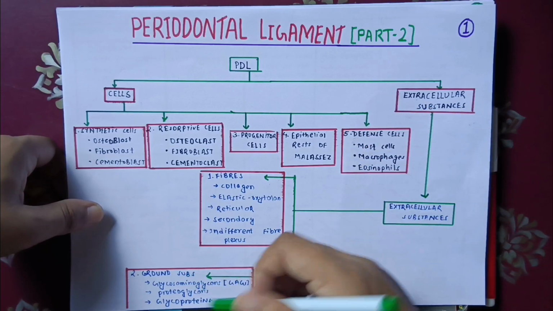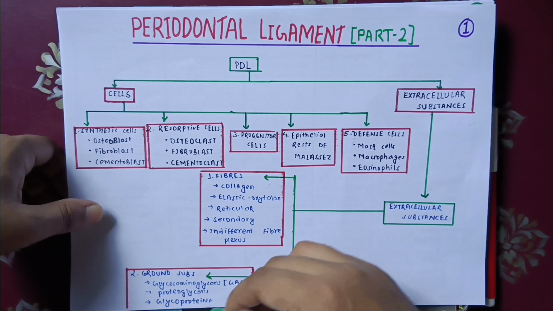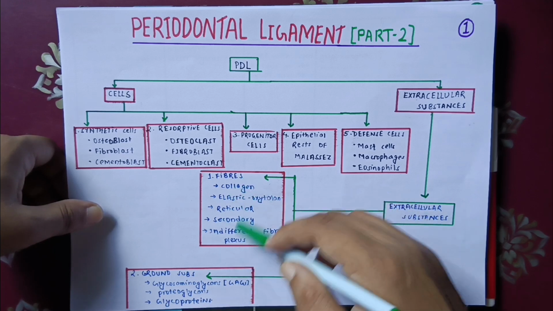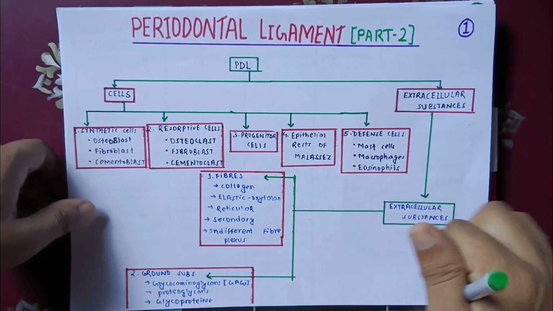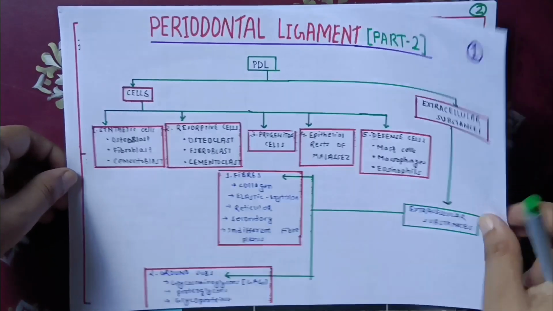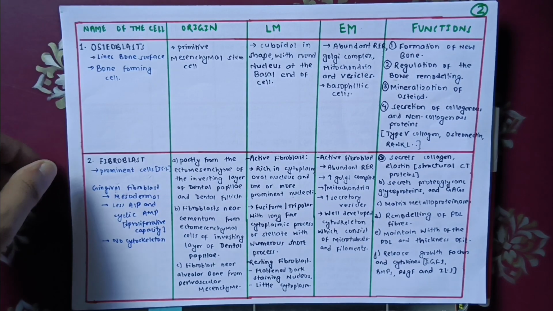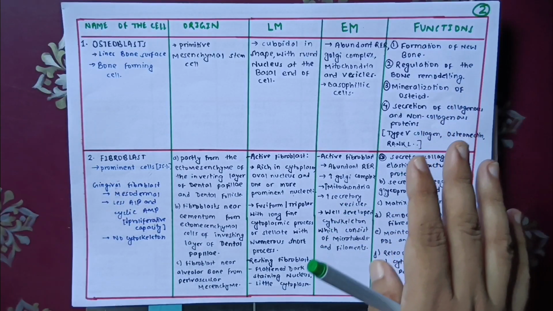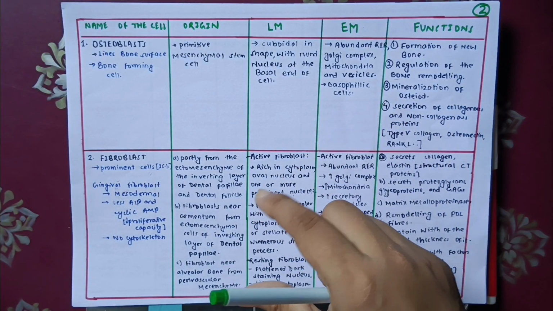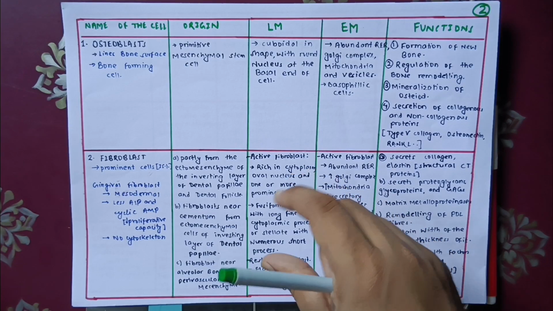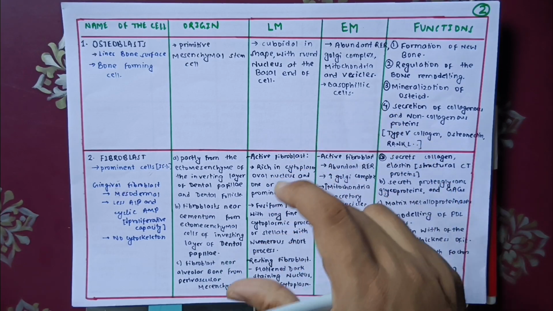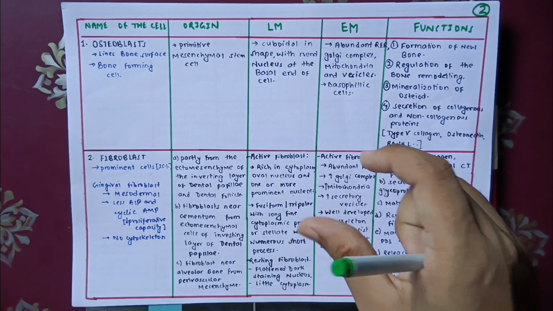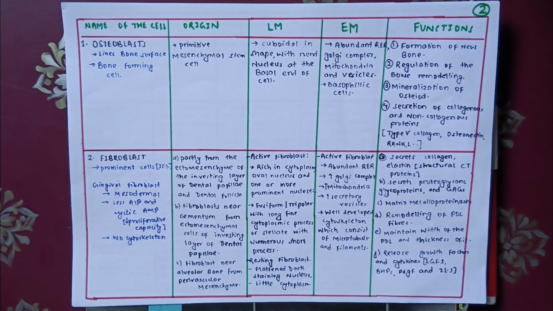In ground substance there is glycosaminoglycan, proteoglycans, and glycoprotein. And in the fiber we have 5 different types of fiber. Now, in another paper, as you can see here, I have prepared a proper table, and this table is taken from Orban. I will be discussing every point that is present in Orban, so you shouldn't have to be worried.